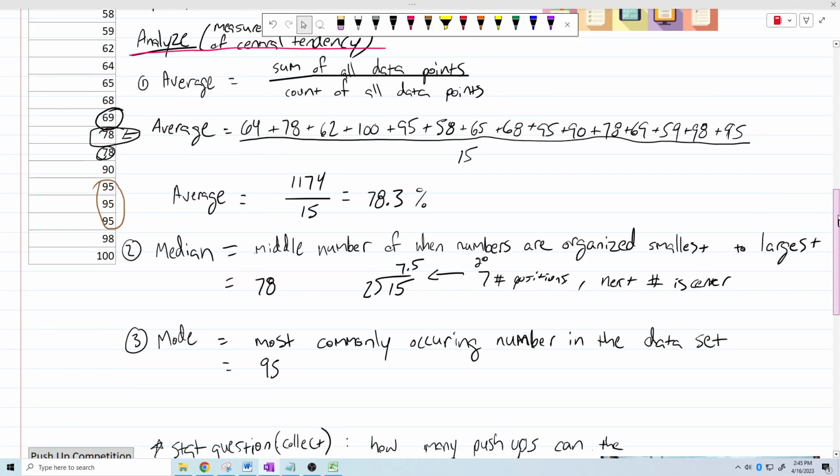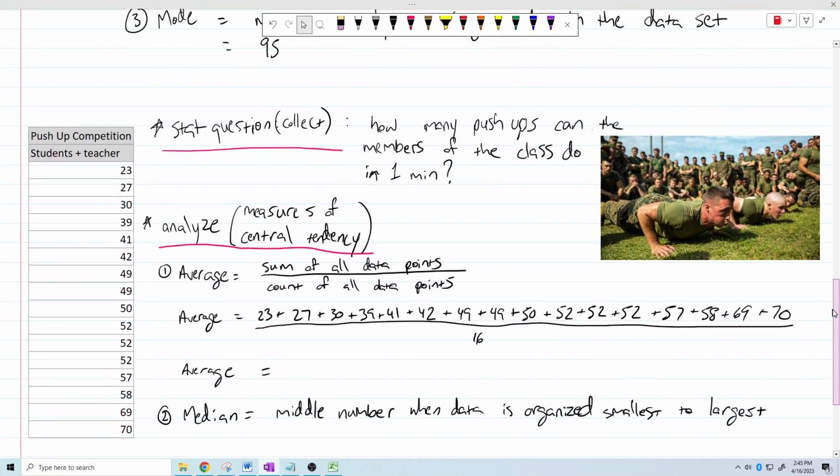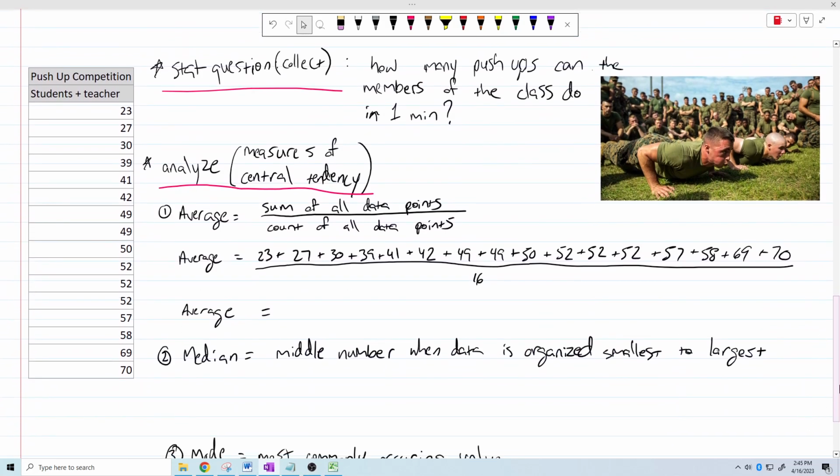All right, let's look at one more example here, so that we can really solidify the concepts. Let's say we want to have a class push-up competition. How many push-ups can the members of the class do in 1 minute? Oh man. And this time we're gonna have the teacher participate too, not just students. The quiz scores were all about the students. This competition, push-ups, everyone's involved, students and teacher alike, which has meaning for how we calculate this number. In a second, I'll get to it.